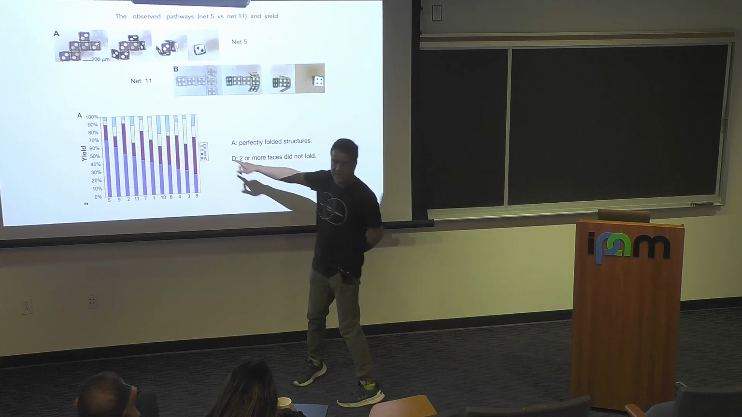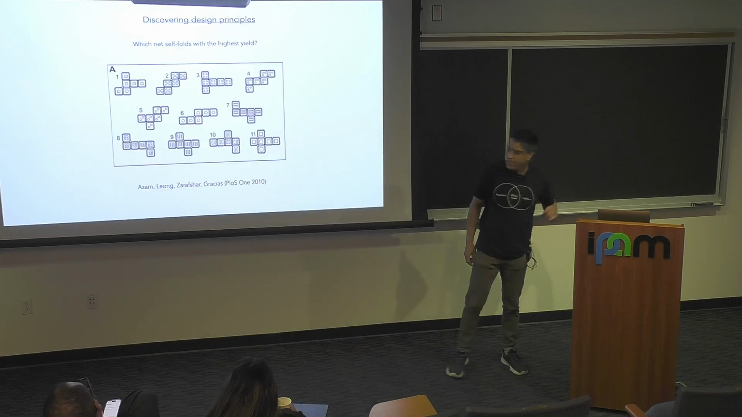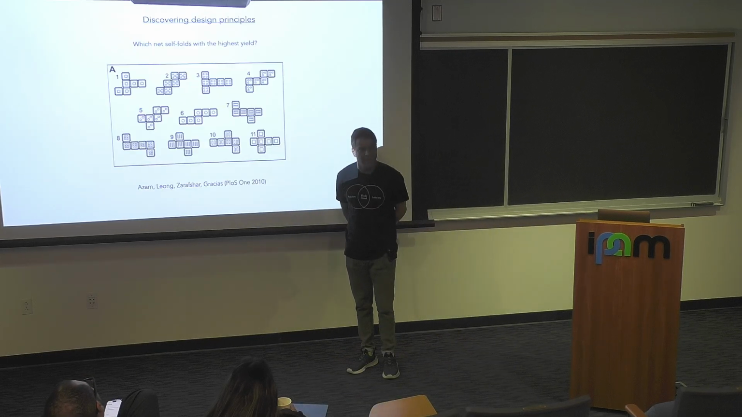Right, and so what's happening over here is it's the yield. Yeah, so these are the different types of nets. Yeah, let me go back. Right, okay. And then the A, B, C, D are the colors in that figure?